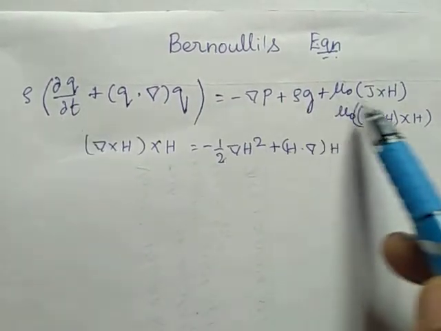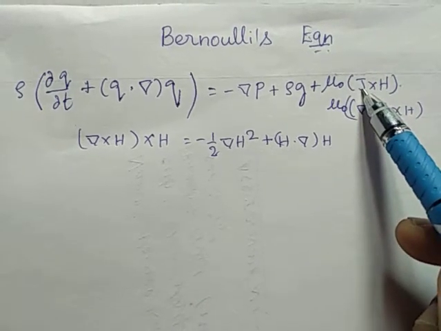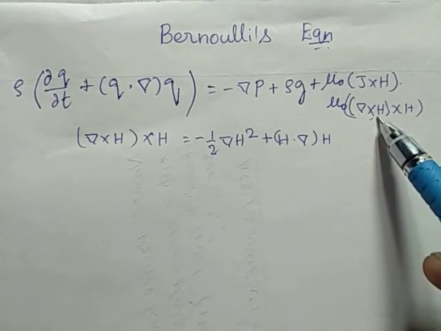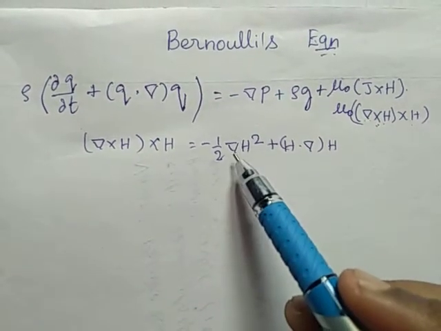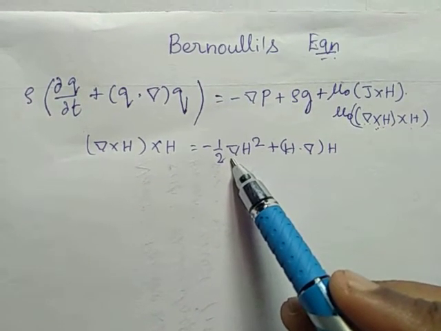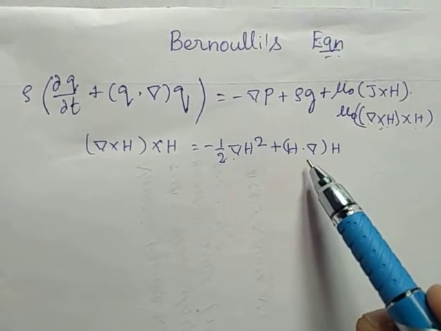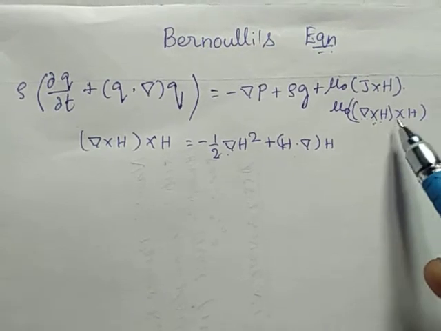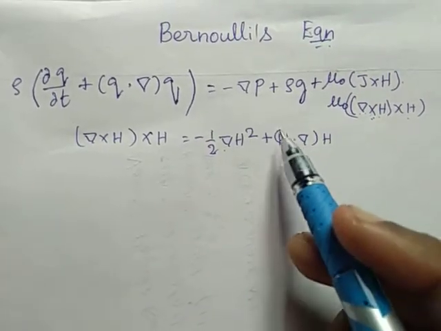So this is our momentum equation. In place of J, we are substituting del cross H. So del cross H can be written as minus half of del H square plus H dot del H. Now we are going to replace del cross H using these two terms.